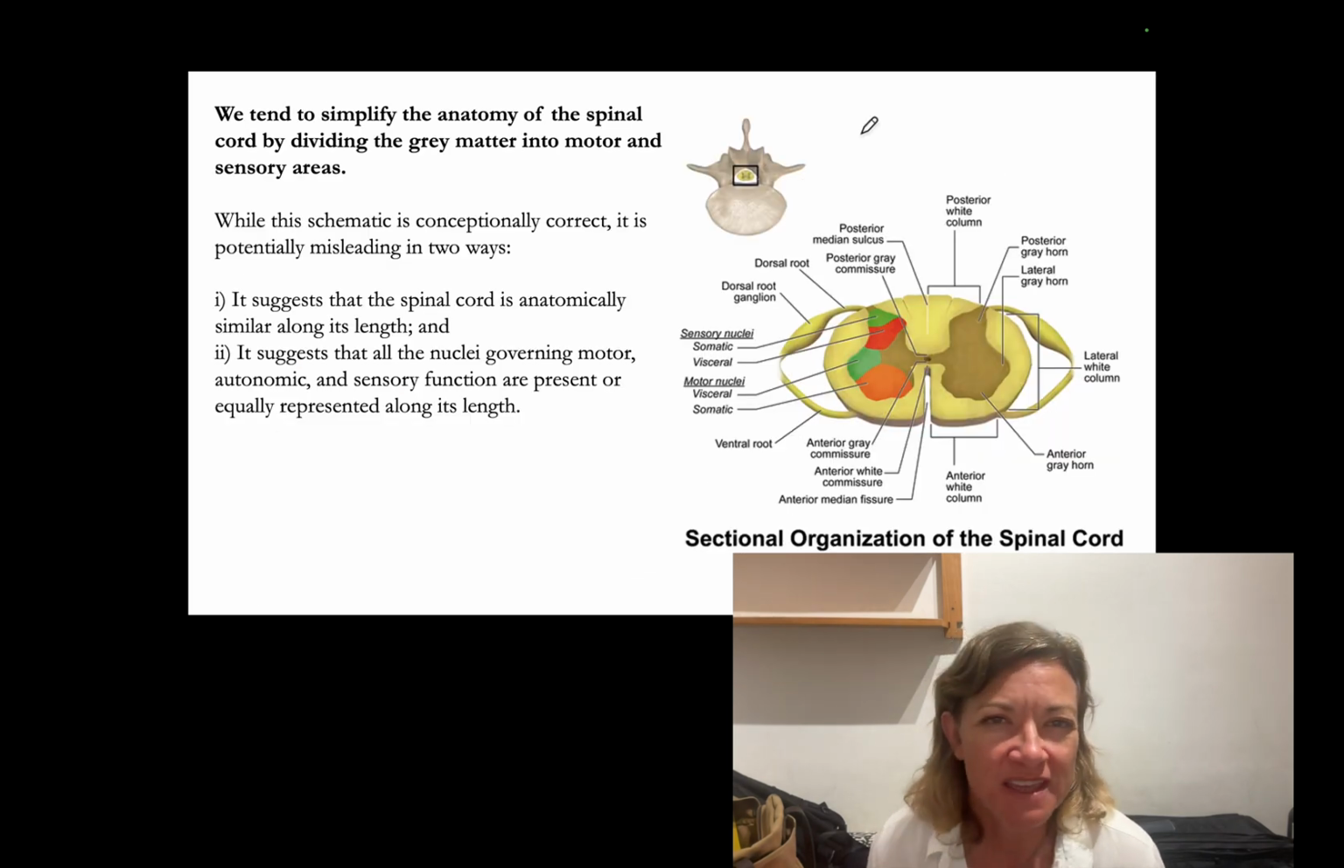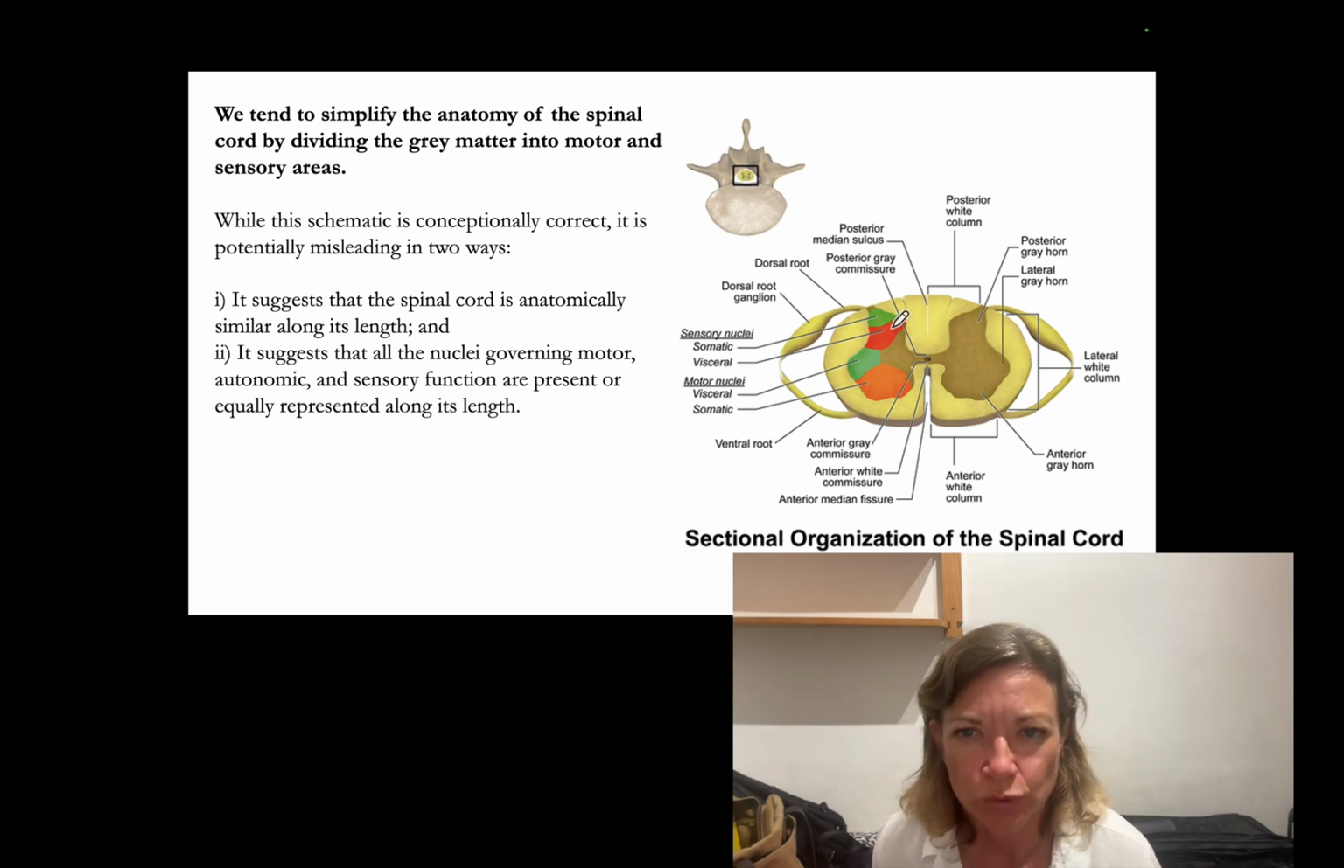Now we tend to simplify the anatomy of the spinal cord by dividing the gray matter up into motor and sensory areas. If we look at this schematic representation of a cross-section of the cord, we can see that we've got sensory areas located dorsally, and motor areas located ventrally. And in this diagram, they further subdivided that. Because autonomic neurons tend to be in the intermediate gray matter, we put autonomic visceral sensation intermediate dorsal, coloring red on red, but hopefully you can see where I mean, and autonomic efferent information intermediate ventral.